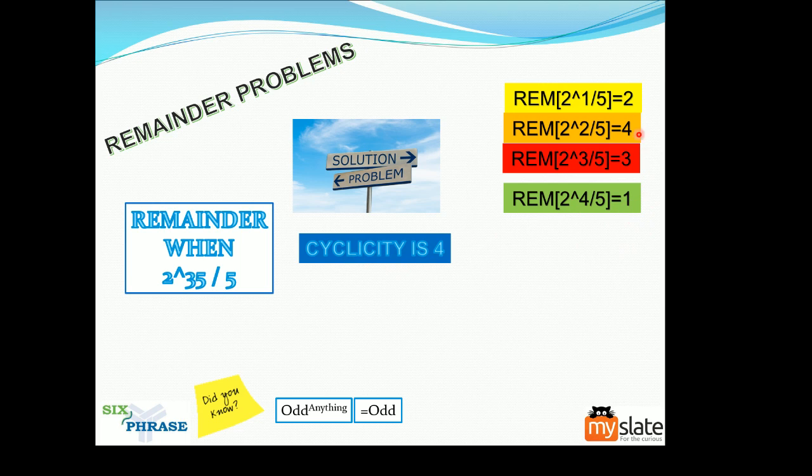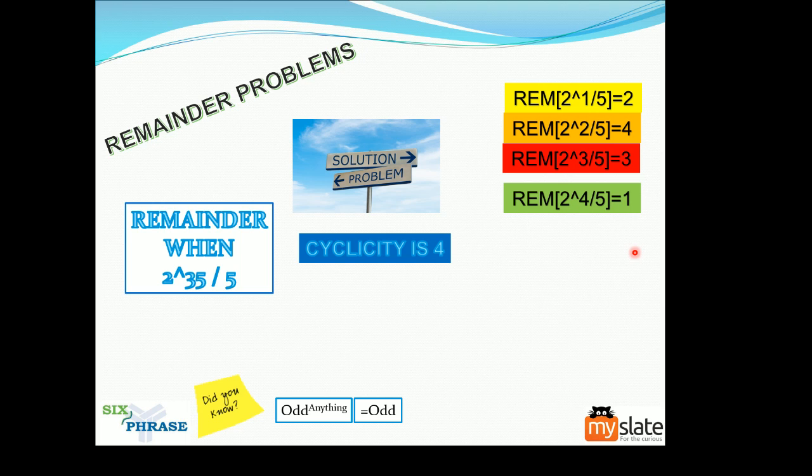Sometimes it will end at the second position, then the cyclicity is 2. Sometimes you will get 1 in the third position, which means cyclicity is 3. Sometimes you may get 1 in the fifth position, their cyclicity is 5. Sometimes you may get 1 in the sixth position, their cyclicity is 6. Depending upon that we do some calculations.